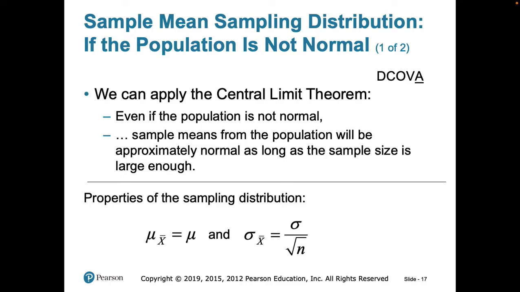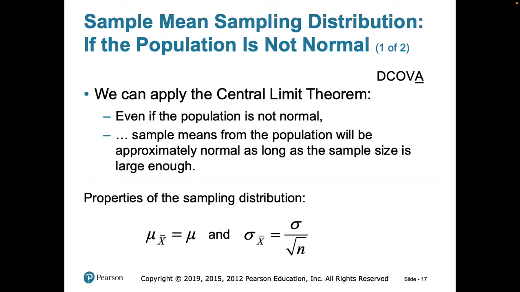All right, so let's talk about the sample mean for the sampling distribution if the population is not normal. In the prior example, the population was normally distributed, so it doesn't matter what the sample size is. We know the mean was going to be normally distributed. So what happens if the population is not normally distributed? We can use the central limit theorem.